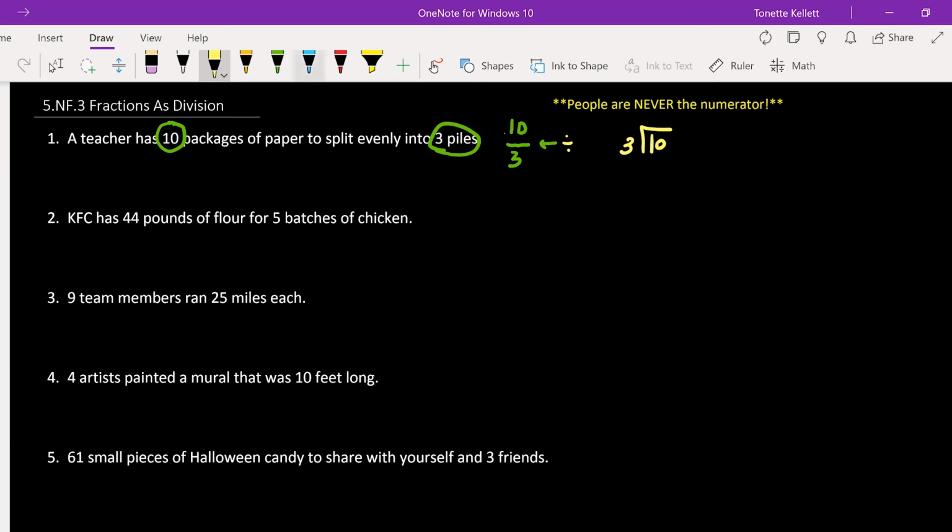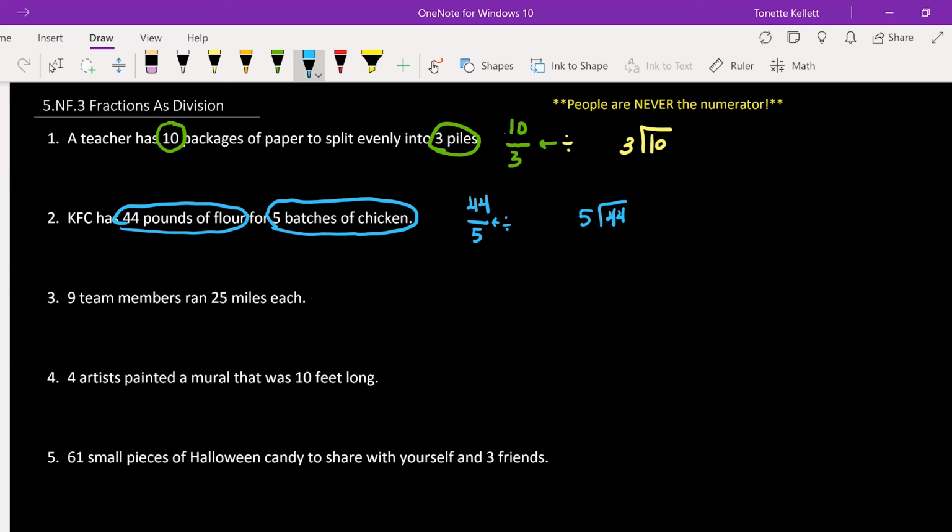Let's do this again. KFC, or Kentucky Fried Chicken, has 44 pounds of flour for 5 batches of chicken. So we know what we're splitting up. What are we sharing? We are sharing the 44 pounds of flour. So that's what we're going to put on top as the numerator. And 5 batches of chicken, that's going to be the denominator. So it's 44 divided by 5. Another way to write that would be 44 divided by 5.